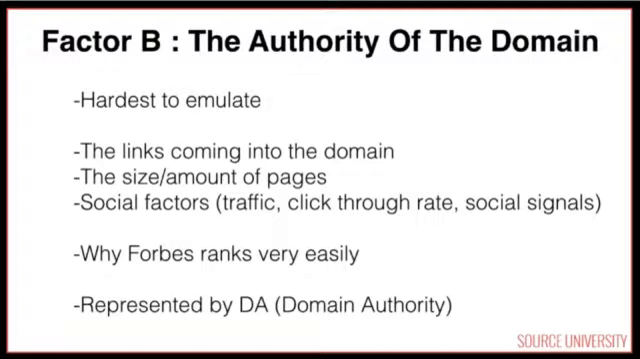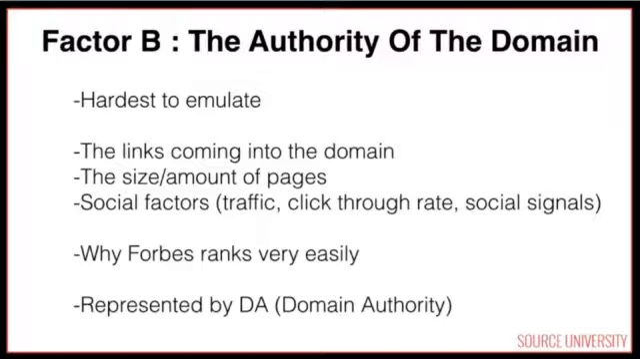Factor B is the authority of the domain, which is one of the most powerful things in Google right now, and it's the hardest to emulate. So essentially what determines the authority of a domain is the links coming into the domain, the quality of links, where the links are coming from, which we'll get into here in a sec. Also, it's determined by the size and amount of pages. This is not saying if you have 1 billion pages on your domain with a picture of a koala bear on them that it's going to increase your domain authority. If the domain has thousands and thousands and millions of pages, sort of like, let's just say Amazon.com, it's going to rank very well. And then social factors.